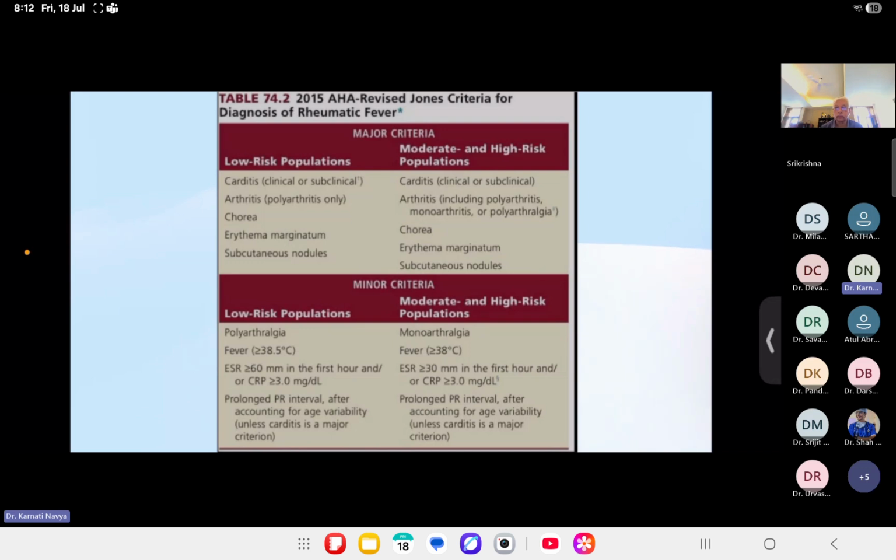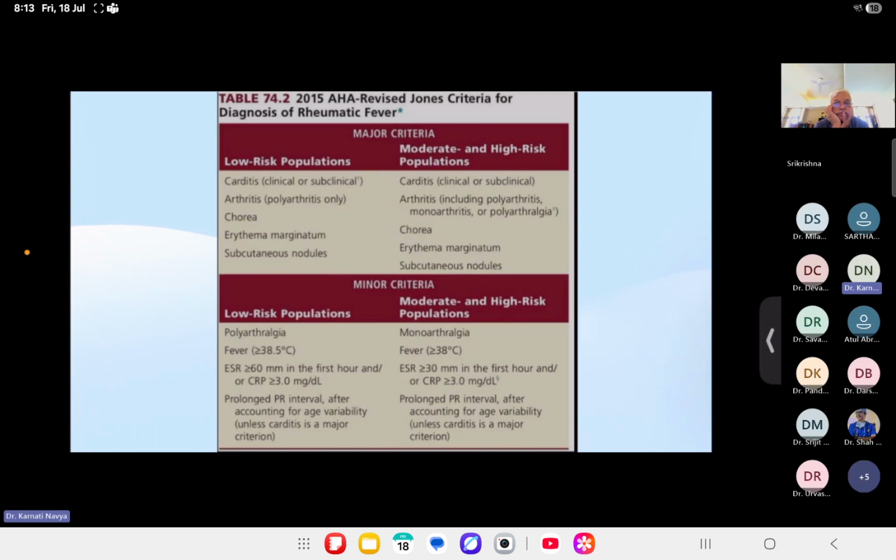In low risk populations, the major criteria are carditis, which is clinical or subclinical, arthritis, only polyarthritis, chorea, erythema marginatum, and subcutaneous nodules. The minor criteria include polyarthralgia, fever of more than or equal to 38.5 degrees, ESR of more than 60 mm in the first hour, or CRP more than or equal to 3 milligram per deciliter. Prolonged PR interval, after accounting for age variability, unless carditis is a major criterion.